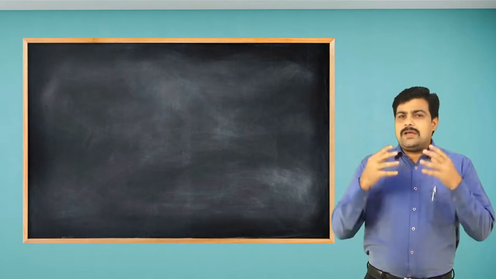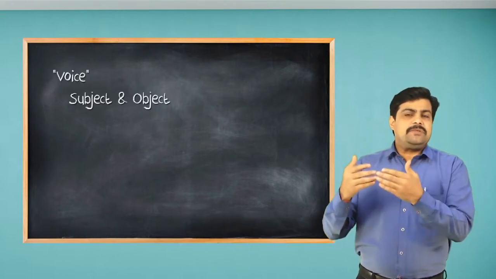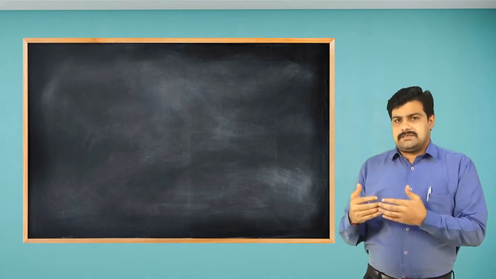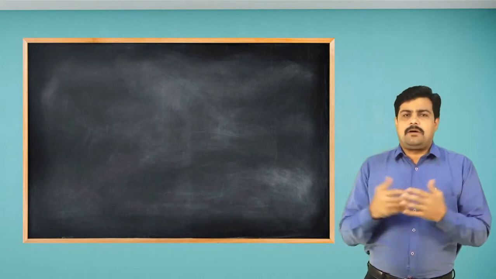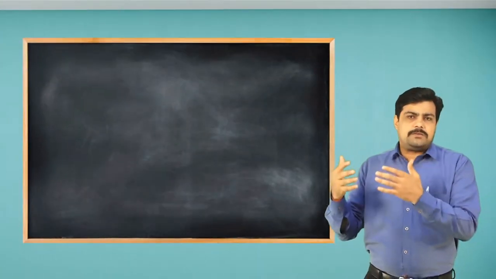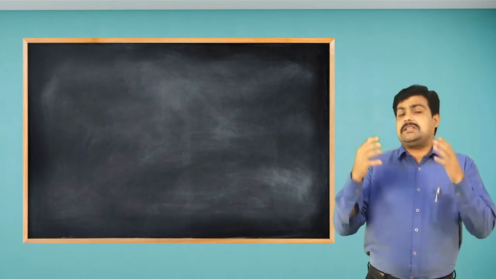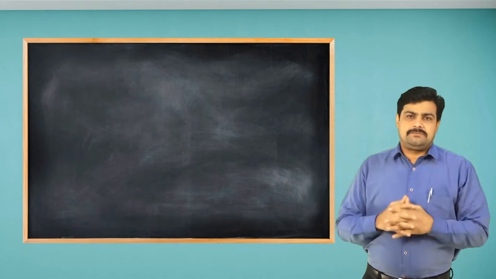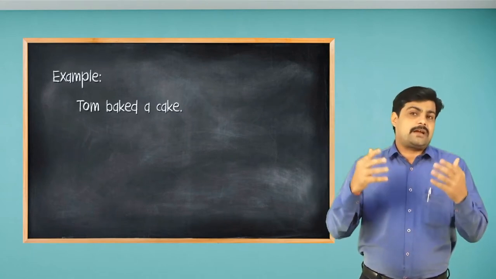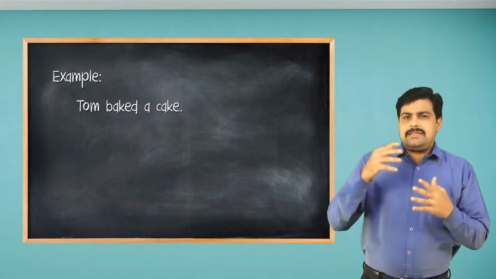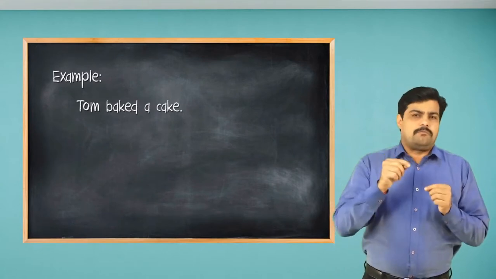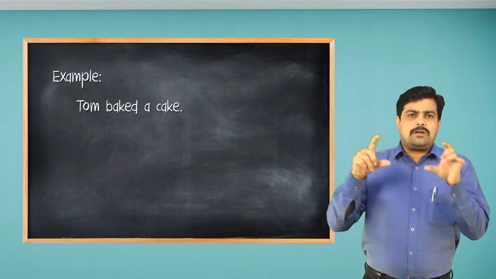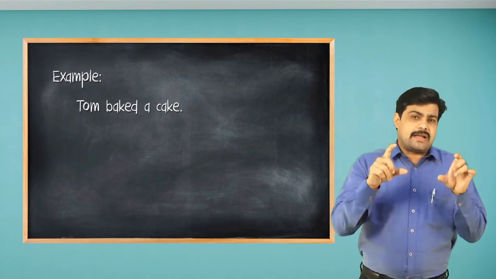Well, voice refers to the connection between the subject and the object of a sentence, which is linked through a verb. The active voice is so called because the subject of the sentence is the doer of an action that affects the sentence object. Like Tom baked a cake. In this sentence, the subject Tom performed the action, that is baked, on an object, and that is cake.